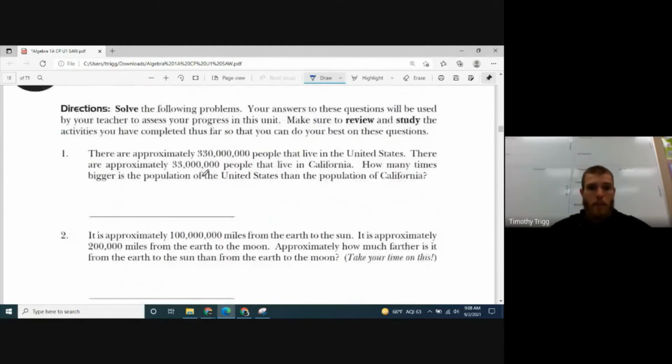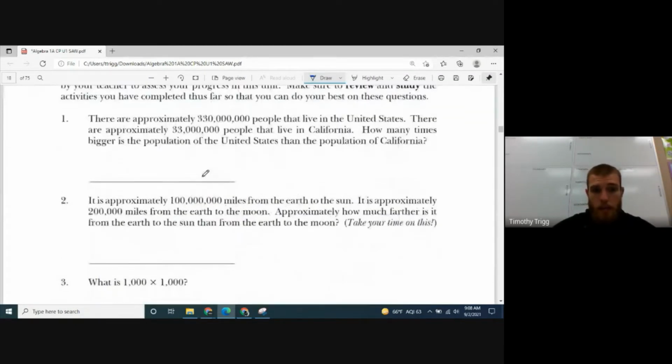Okay. Now we're on page 8 here. There are approximately 330 million people that live in the United States. There are approximately 33 million people that live in California. How many times bigger is the population of the United States than the population of California? So how many times bigger, right?